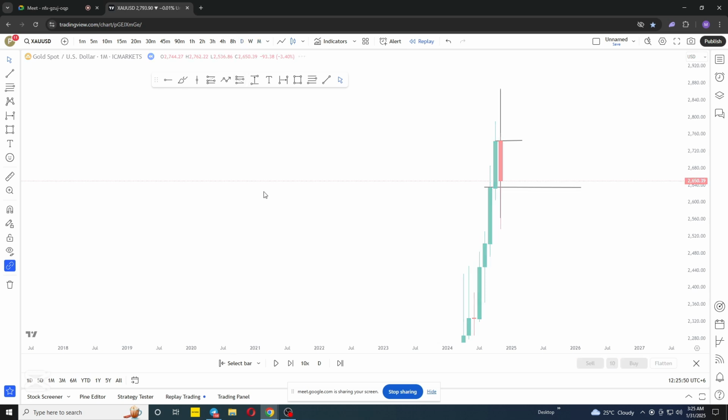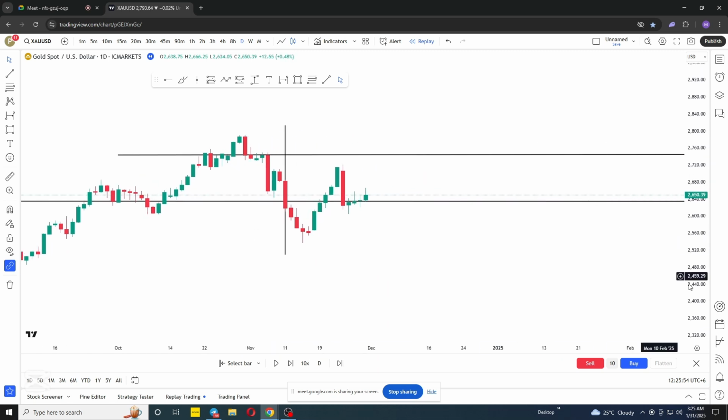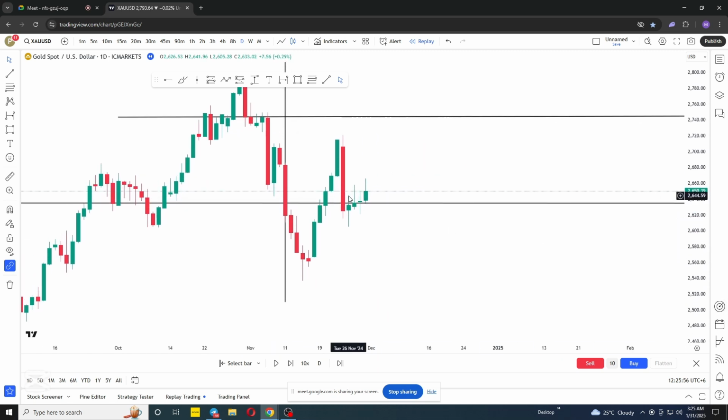And when we see that, this is where the rejection happened, right? So we are looking for a bearish rejection. Sorry, support area rejection means we are looking for more bullish market structure.